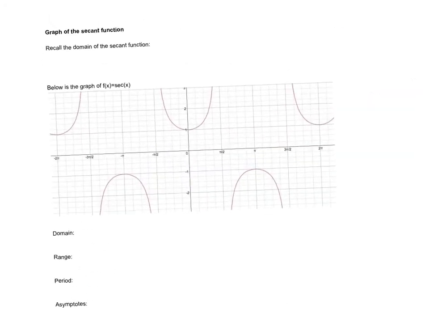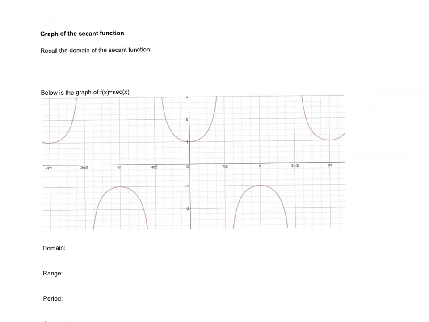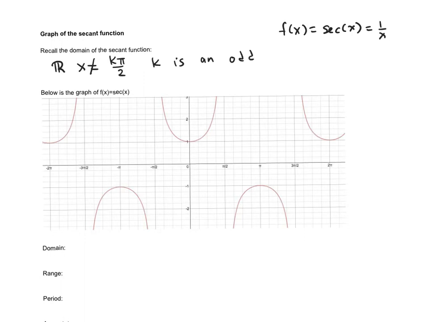Okay, let's look at the secant function. And just like cosecant, there'll be some similarities to some things we've done before. So remember, the secant is the reciprocal of cosine. Cosine is the x-coordinate, so the secant is the 1 over x on the unit circle. So that was the same as tangent, because tangent was y over x. So this will have the same domain as tangent. All real numbers, x can't equal k pi over 2, where k is an odd integer.